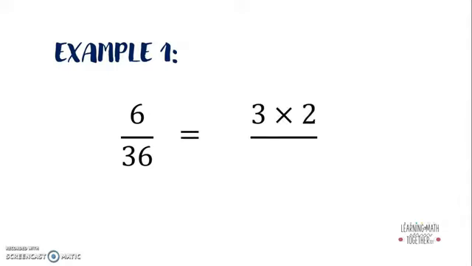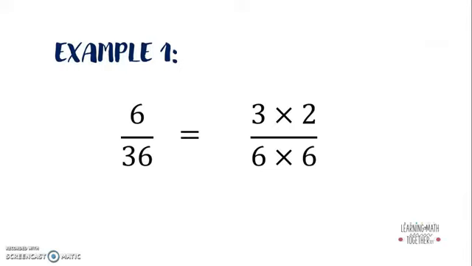Let's have the first example. Let us simplify 6/36. But how do we simplify 6/36? The first step is to write the factors of the numerator and the denominator. The factors of 6 are 3 and 2. The factors of 36 are 6 and 6.